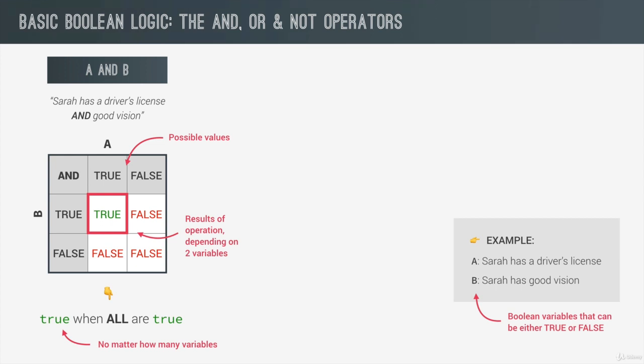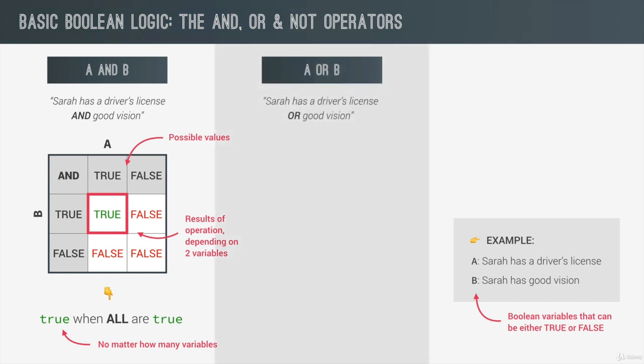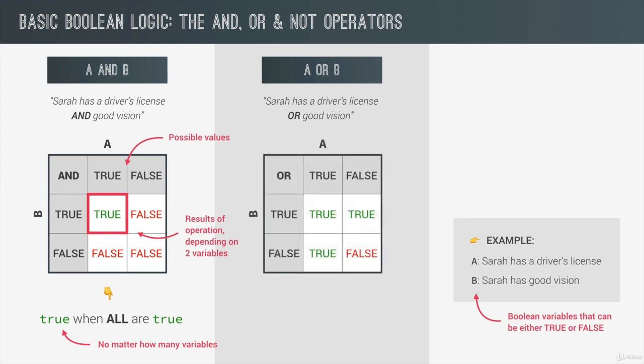Now, moving on, we also have the OR operator, which kind of works in the opposite way. So with our current example, we could use the OR operator to determine whether Sarah has a driver's license or good vision. And just by thinking about this, we can already intuitively imagine that the OR operator will be true if just one of the variables is true. And in fact, a look at the truth table confirms exactly that.